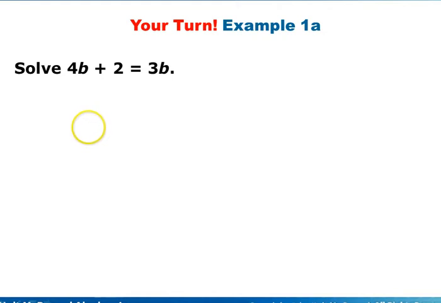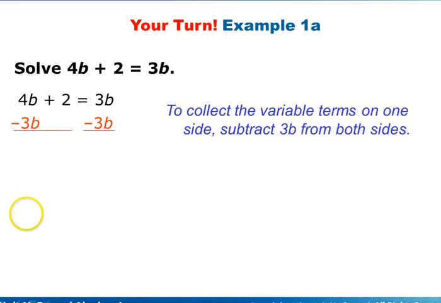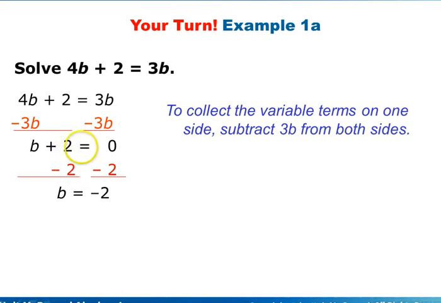Welcome back. Here again, I see the 3b is over here. The best thing to do is to move the 3b to be with 4b so we do not end up with a negative. Since this is positive 3b, we need to subtract 3b. And 3b minus 3b will be 0. Now we just go ahead and add 2. Then 4b minus 3b is 1b, but remember we do not write the 1. Now this becomes an easy one-step equation, and we have b is -2.